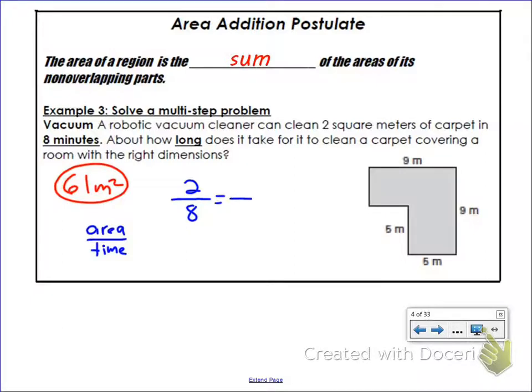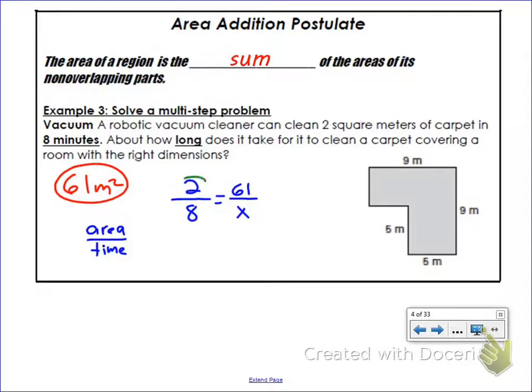Now we need to set that equal to a second ratio. So we know the whole room is 61 square meters. That's an area that's going to go on top of my ratio. And then the bottom is going to be my time, which I don't know. That's what I'm trying to figure out, so we'll call that x. So 2 over 8 equals 61 over x.